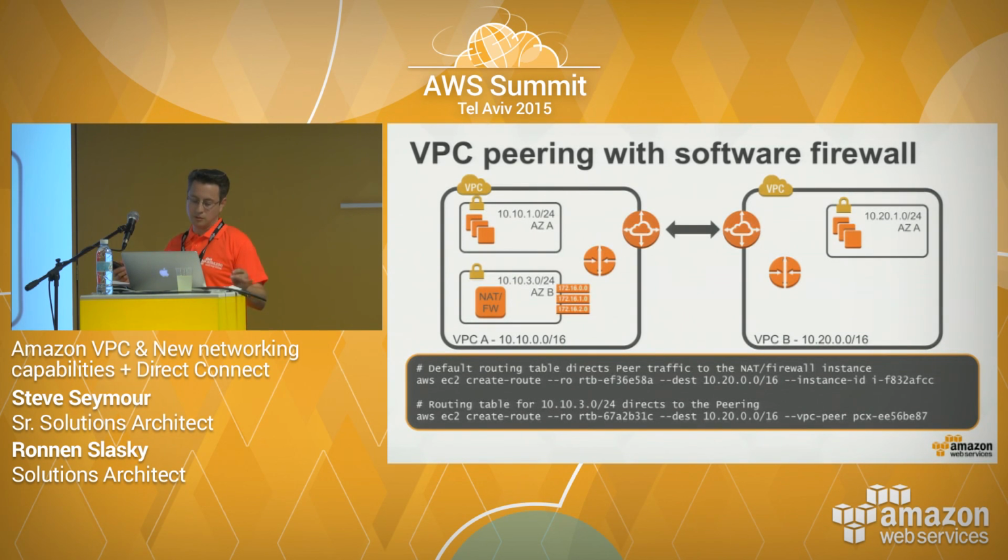So previously in this talk, we directed traffic to the internet gateway. In this case, we would direct traffic to the VPC peer. And again, this would allow me to have a NAT or firewall device that sits on the path that allows traffic to leave to the other VPC.